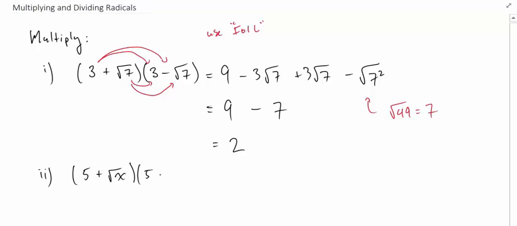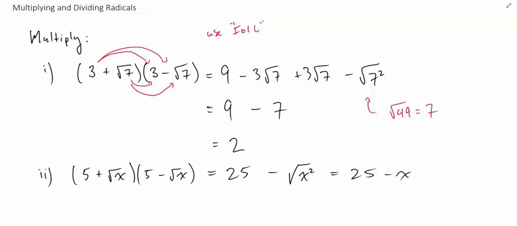Alright, let's look at another one here. Same kind of idea. This time we have a variable under the radical. When we expand it out, we can go 5 times 5, we'll get 25. And I don't even write it down this time because I recognize that the two middle terms are going to cancel out every time we do a difference of squares.